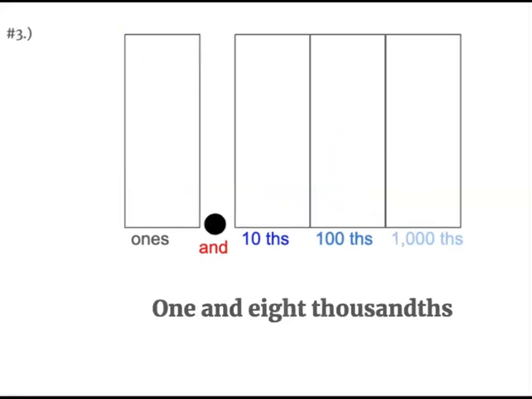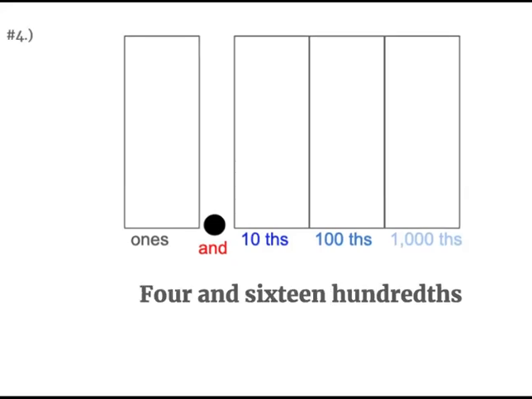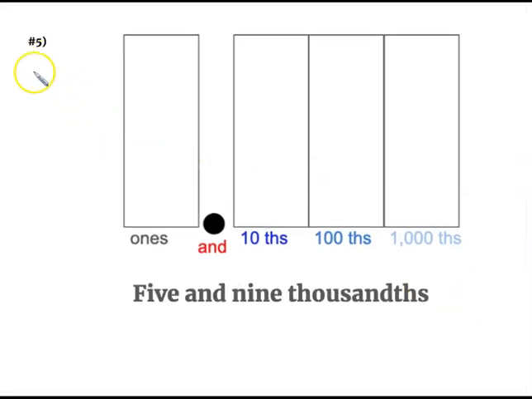Okay, I'm going to ask you to do number 3, 4, and 5 on your own. Here's number 3. It says 1 and 8 thousandths. Number 4 says 4 and 16 hundredths. Ooh, that one might be a little bit tricky. Be careful. Number 5 says 5 and 9 thousandths. Okay, give those a shot. See how you can do, and then we will come back and move on to the next part.